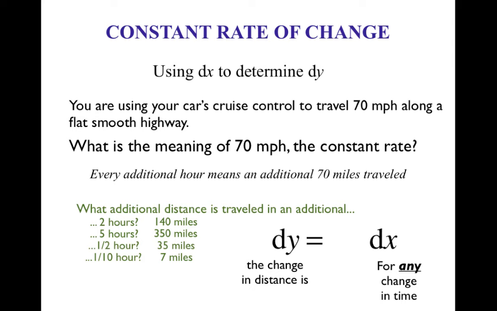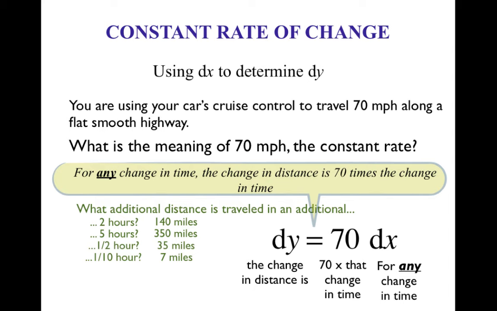Multiply by 70, right? Every single time, you just multiply by 70. So for any change in time, the change in distance is 70 times that change in time. So rather than "every hour means 70 more miles," we want a much better meaning for this. For any change in time, the change in distance is 70 times as much as the change in time.